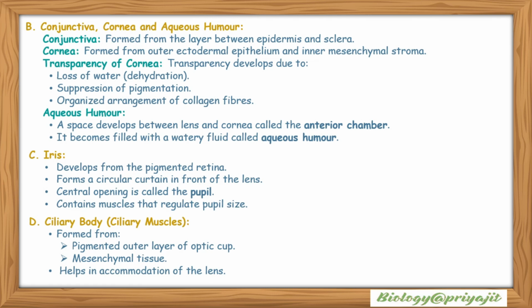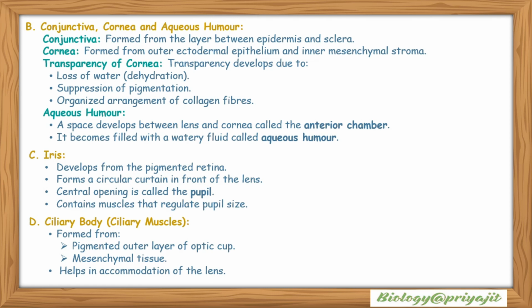Transparency of cornea. Transparency develops due to loss of water or dehydration, suppression of pigmentation and organized arrangement of collagen fibers. Aqueous humor: a space develops between lens and cornea called the anterior chamber. It becomes filled with a watery fluid called the aqueous humor.